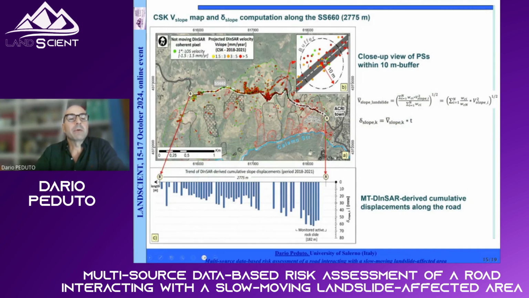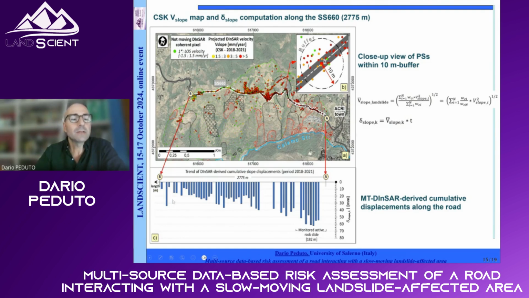This is again the map of the road. You can see here the road track covered by permanent scatterers. At this stage, around each damaged section of the road, the number of PS within a buffer of 10 meters was computed. Within this buffer, the velocities were first projected along the slope, and then averaged. So for each section, we derived an average velocity, which was multiplied by the time to get the cumulative displacement over 3 years.